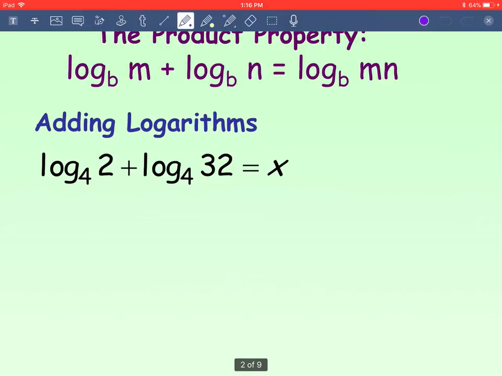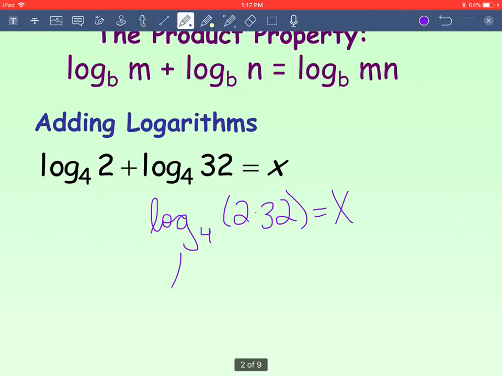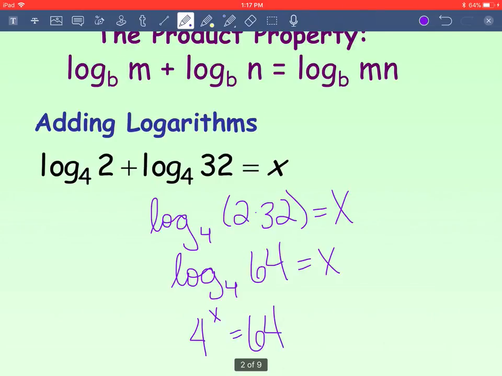So I can make that one logarithm by saying it's log base 4 of 2 times 32 equals x, which is log base 4 of 64 equals x. And now I can actually solve this. To solve this, I'm going to put it in exponential form. So my base, 4, raised to the x power equals 64, which means that x equals 3.